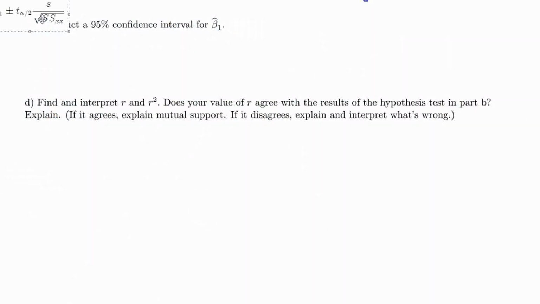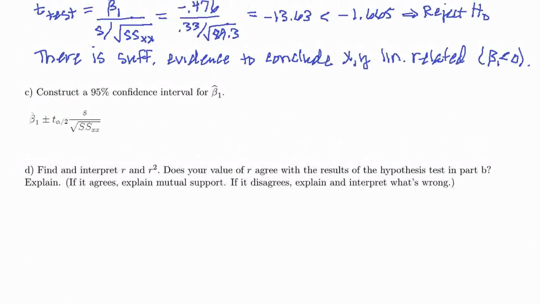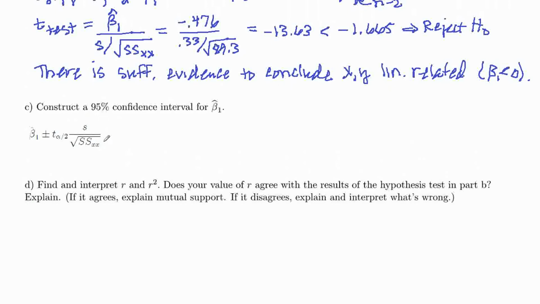So go ahead and paste in that confidence interval formula. So actually, let me scooch this back up a little bit. So our beta 1 hat, that is our slope, the negative 0.476, plus or minus, we need our t alpha over 2. So alpha is 0.05. So that tells us that alpha over 2 is 0.025. So then we want t 0.025.